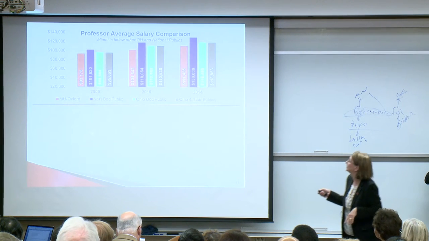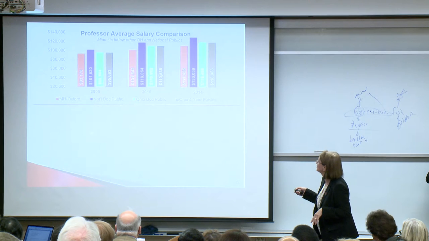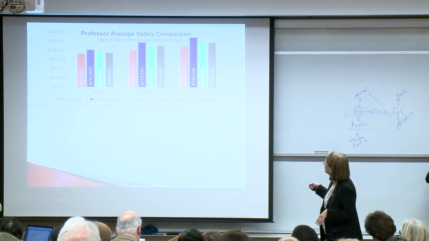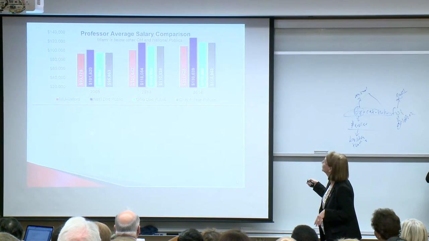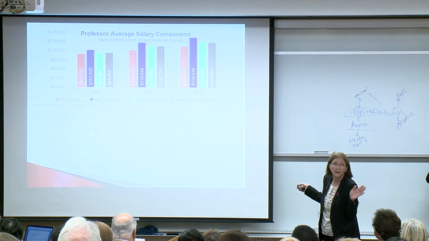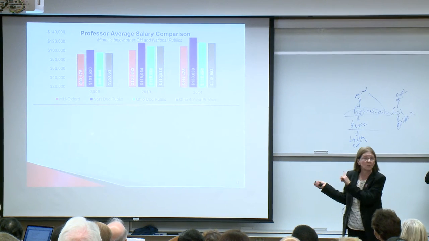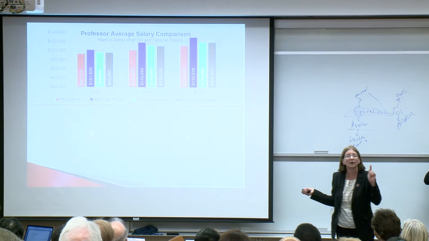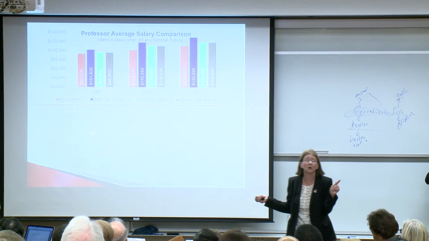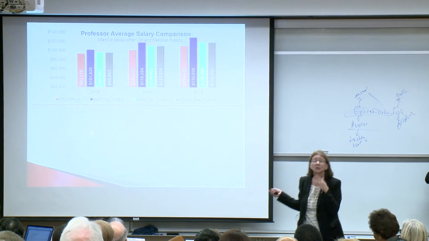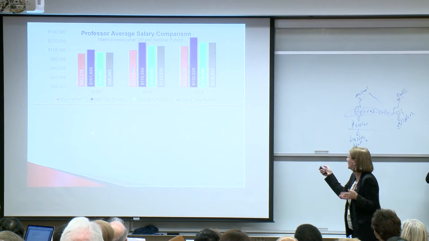The professor salary is here, same arrangement, 2005, 2010, 2014. Our salaries for professors lag behind. They absolutely do. We have 1 year of market adjust on here. In that 1 year, average salaries for professors rose $4,700. So we made an impact, but obviously we have to do more.